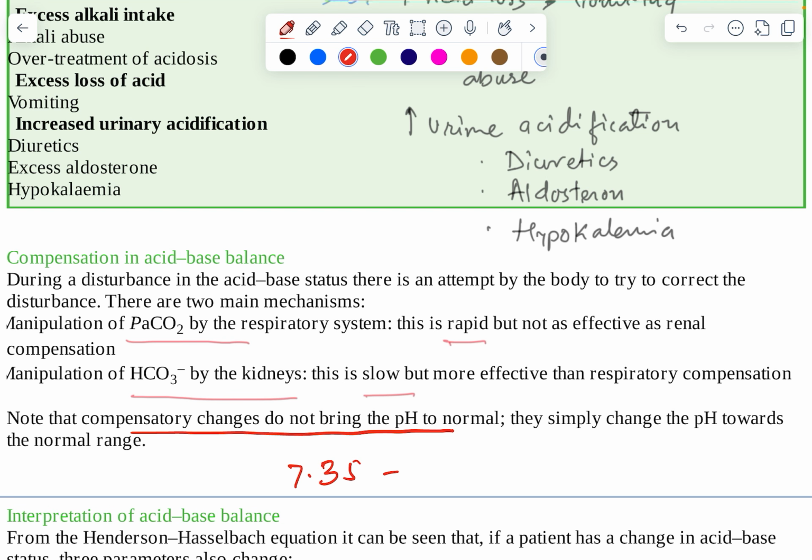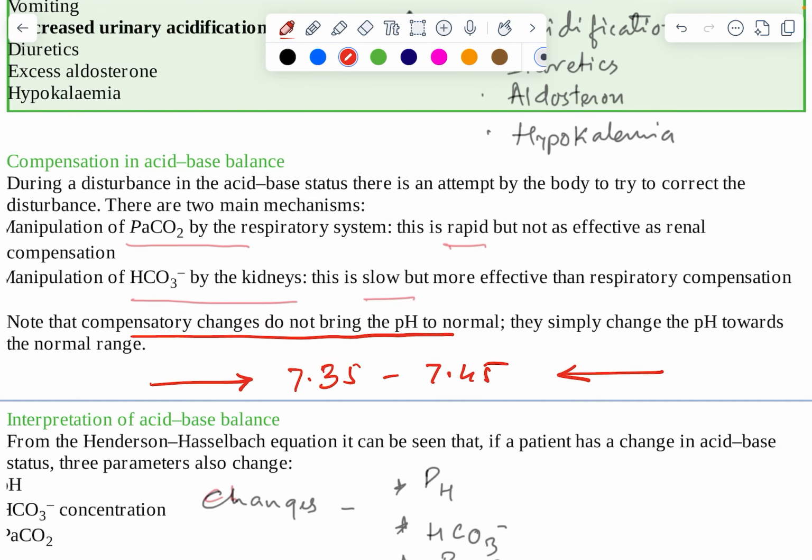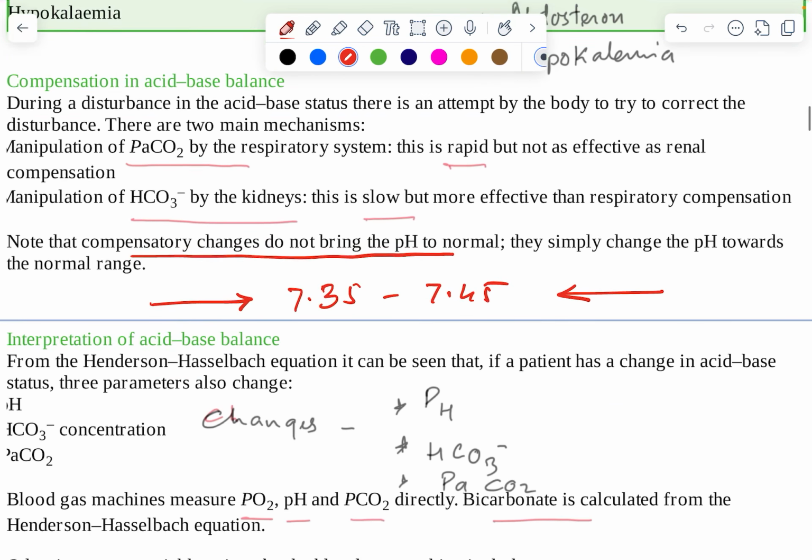If the normal pH is 7.35 to 7.45, and it has gone up, it will try to bring it down. If it has gone down, it will try to bring it up. If acidosis is there, it will try to bring the pH up. So bicarbonate will increase, but pH will not become normal.